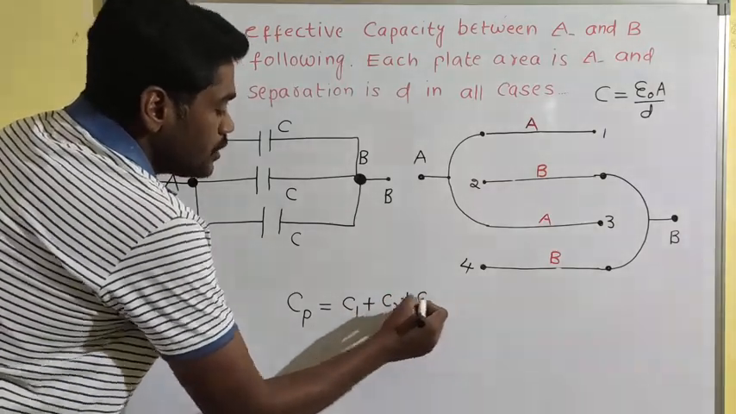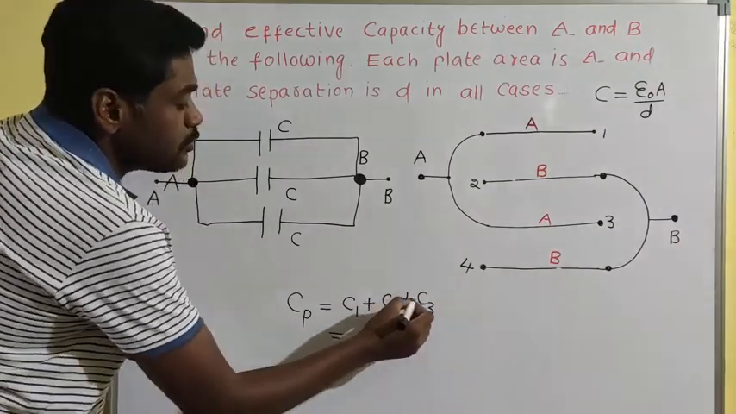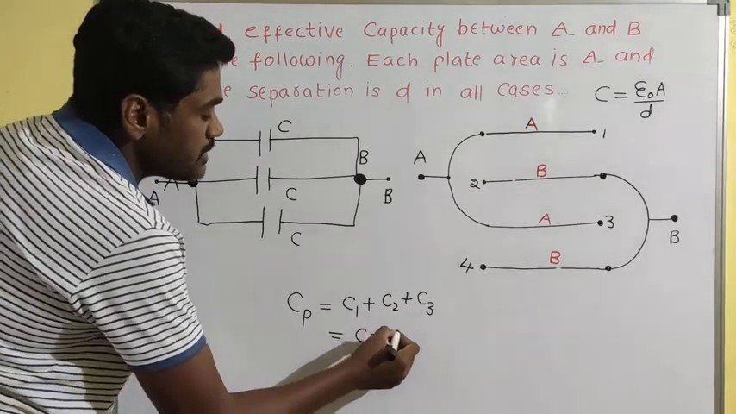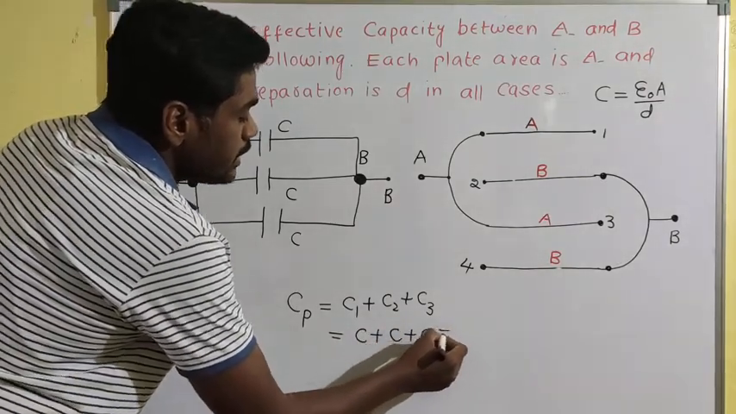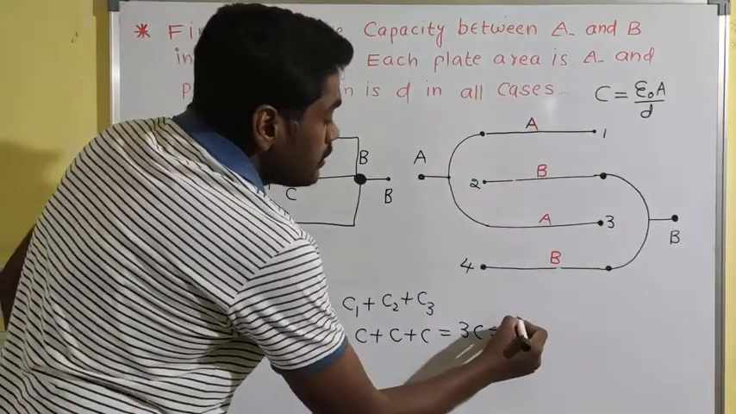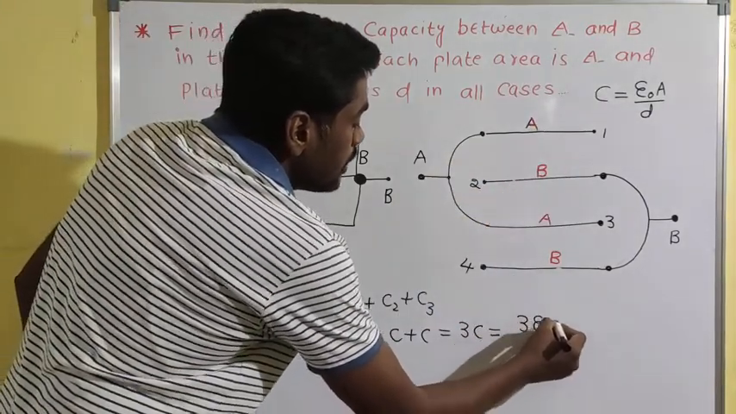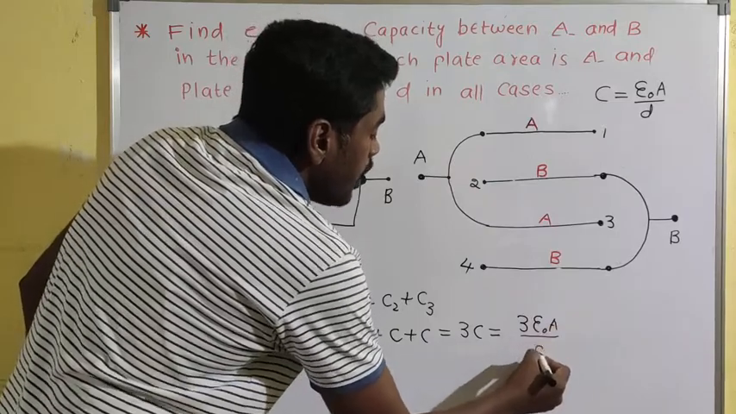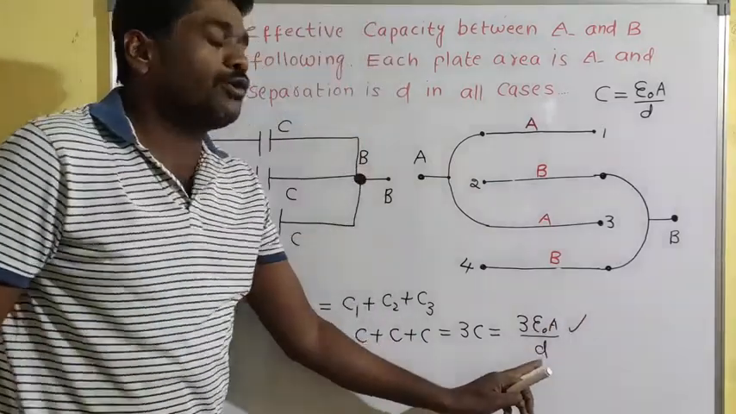From this formula you can get it. C1, C2, C3 are all identical. Therefore C plus C plus C is equal to 3C, which means 3 epsilon naught A by D. Therefore out of the 4 options you have to tick this answer.